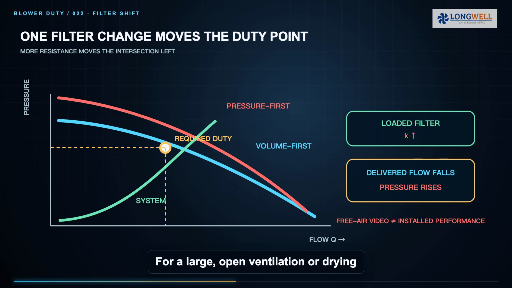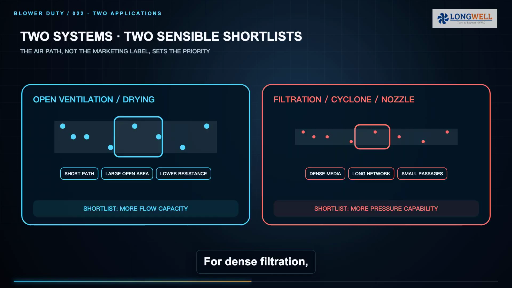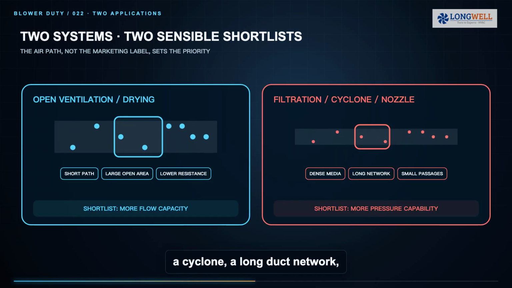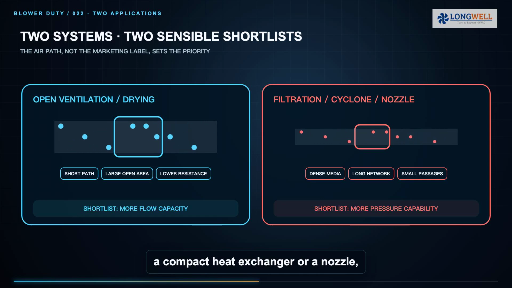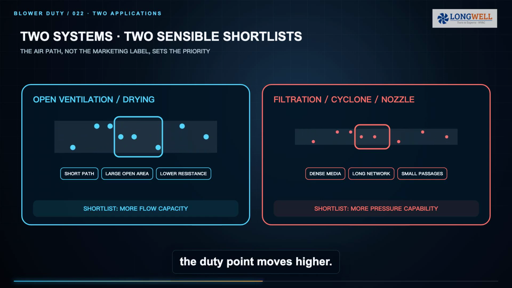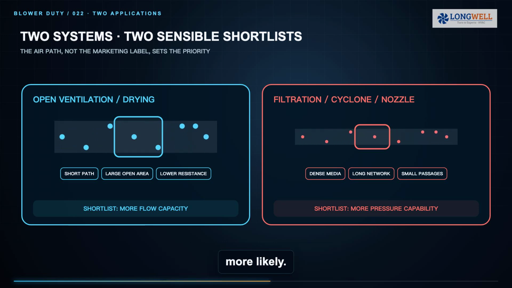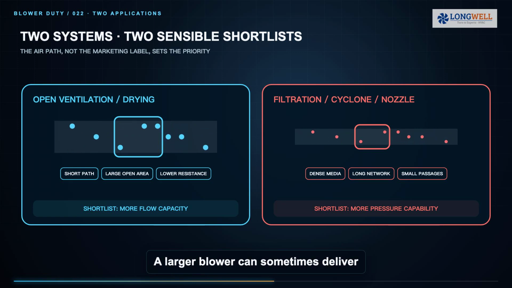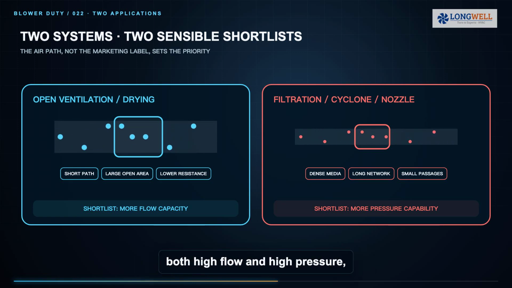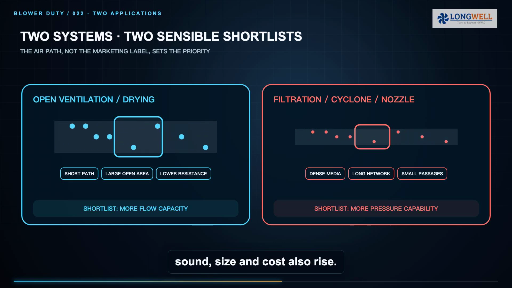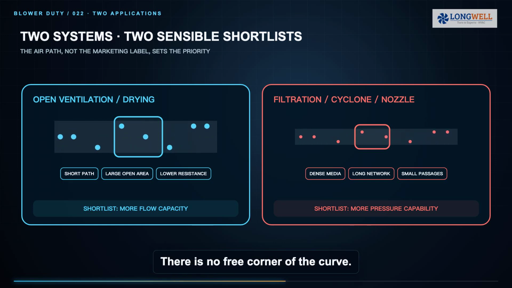For a large, open ventilation or drying path, the duty point may sit far right and relatively low. A volume-first shortlist can make sense. For dense filtration, a cyclone, a long duct network, a compact heat exchanger or a nozzle, the duty point moves higher. A pressure-first shortlist becomes more likely. A larger blower can sometimes deliver both high flow and high pressure, but motor power, speed, sound, size and cost also rise. There is no free corner of the curve.